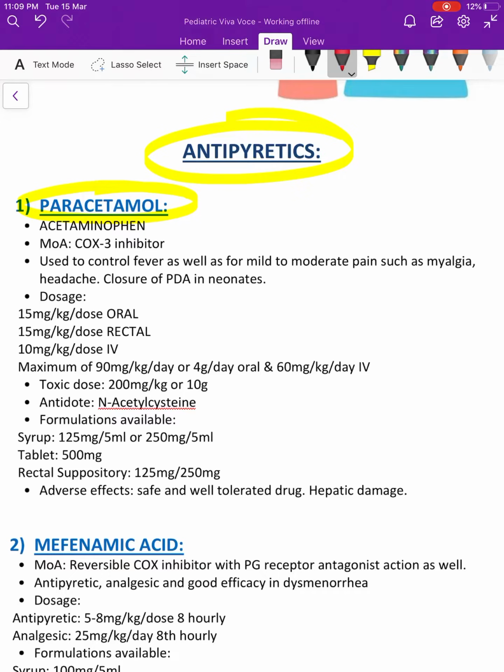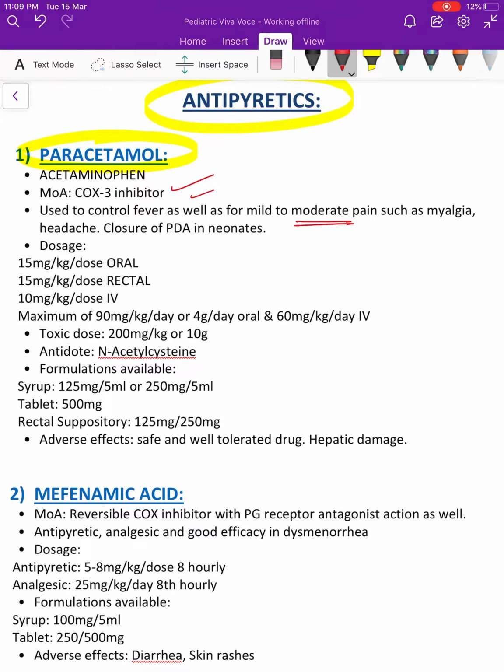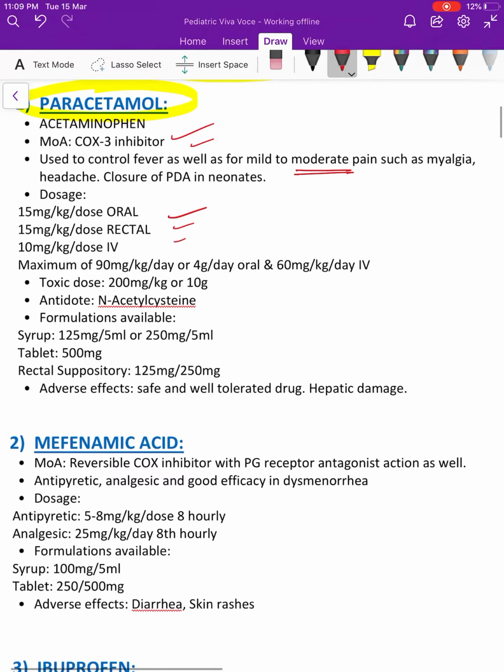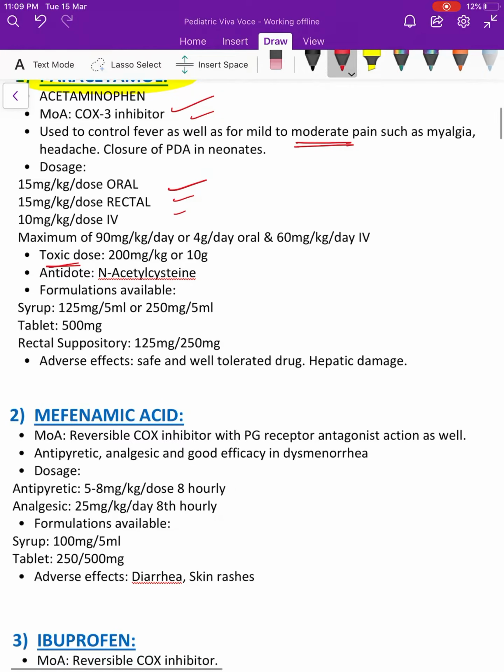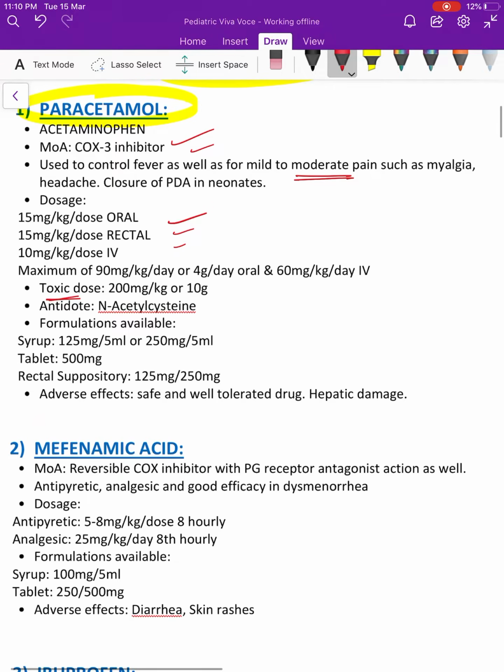Which class of drugs it belongs to, then you talk about the mechanism of action, then as to where it is used and what it is used for. Then if you can remember, you can tell the dosage of these simple common drugs. Go ahead and tell the dosage. Then tell a few important side effects, and then, if you can remember, how it is available in the market, in what concentration it is available.